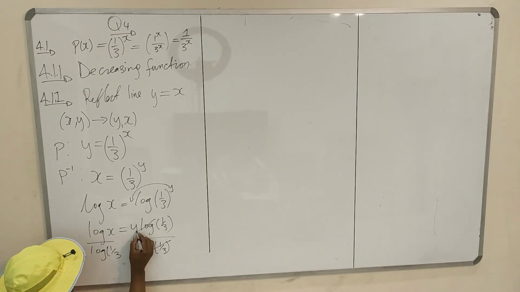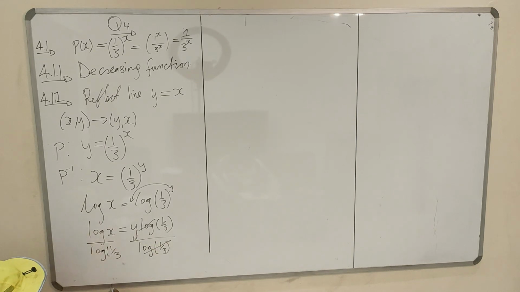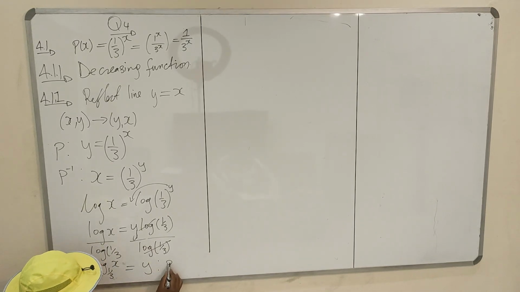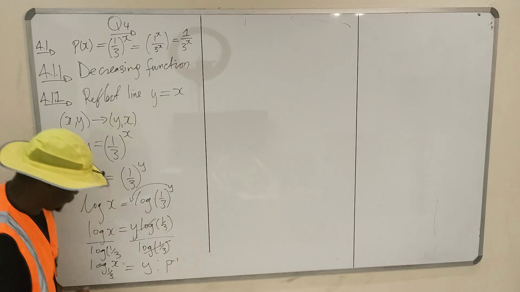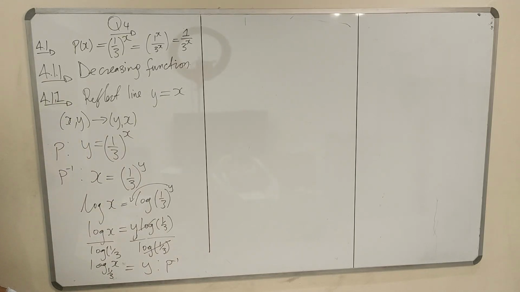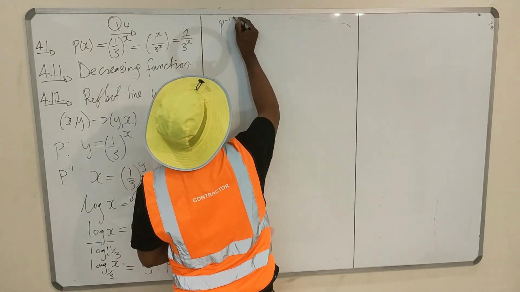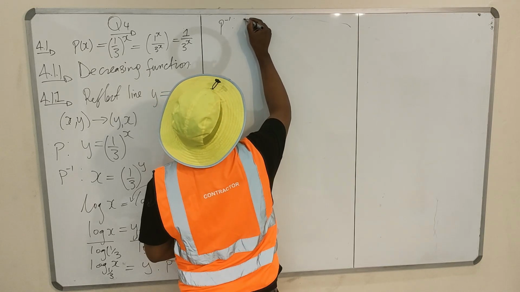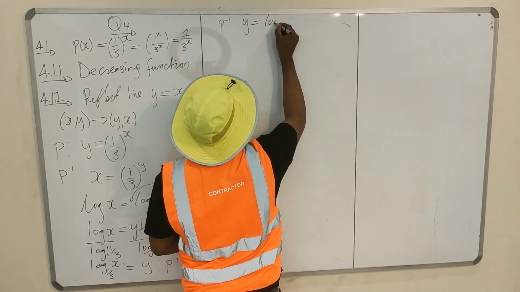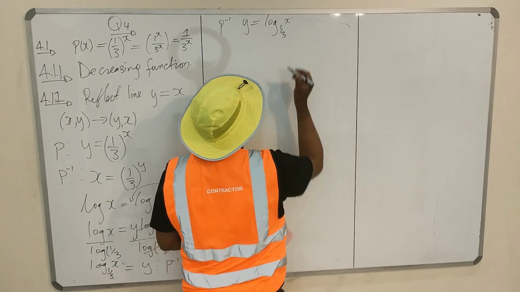Not the y, not cancelling the y. The logs go away. So we're left with log x over log 1 over 3 is equal to y. This is the inverse of P. Are you happy? Yes. This is the inverse of P. So let me write it more clearly. So the inverse of P is y is equal to log 1 over 3 base x.